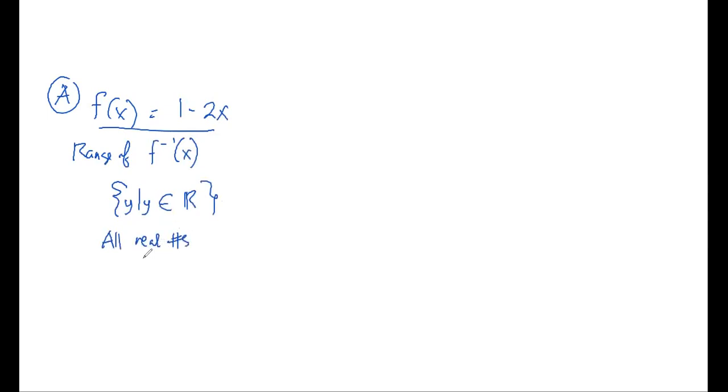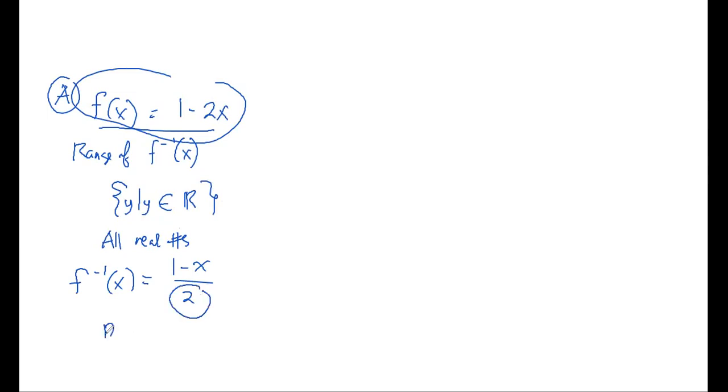Now, how about its domain? The inverse of this function is f to the negative 1 of x equals (1 minus x) over 2. So, since there's no restriction in the denominator, we say that the domain of our inverse function will be x such that x is any real number, or we say all real numbers.